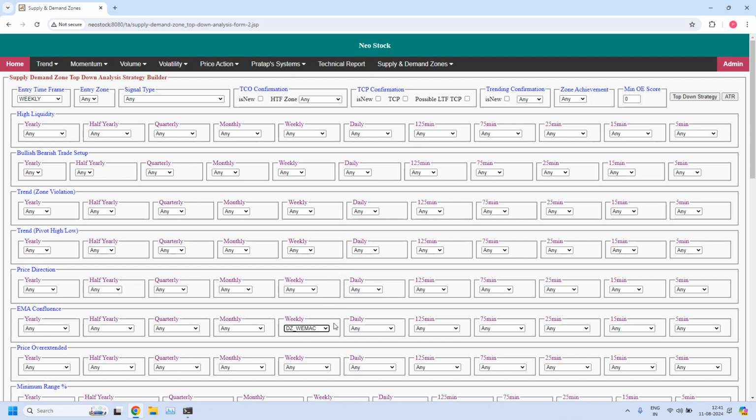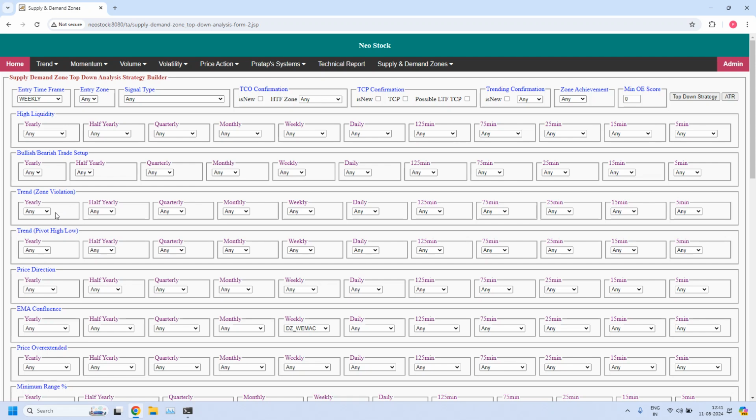But this confluence is valid only if the stocks are trending. So weekly stocks having a trend. Which trend? Because for demand zones we should always look for an uptrend. So the zone violation. Here we have 2 types of trends. First one is zone, and another one is swing high-low, which is also called pivot high-low.